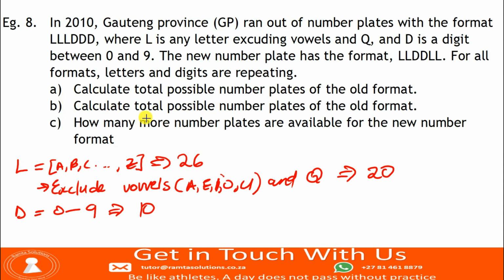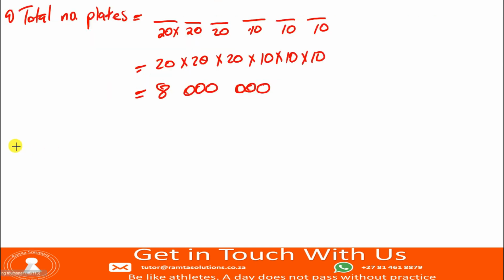Now question B says, calculate the total possible number plates of the new format. So let's go. For the new format, it's LL, D, D, then LL. So, again, remember it's LL, D, D, right?